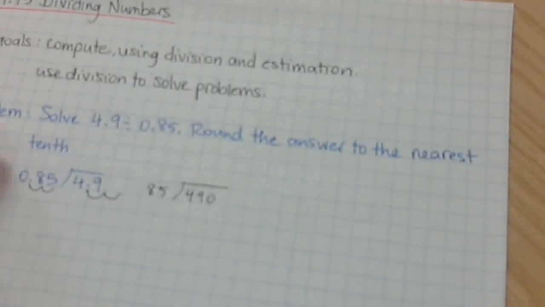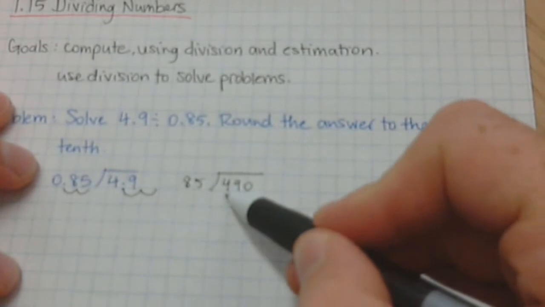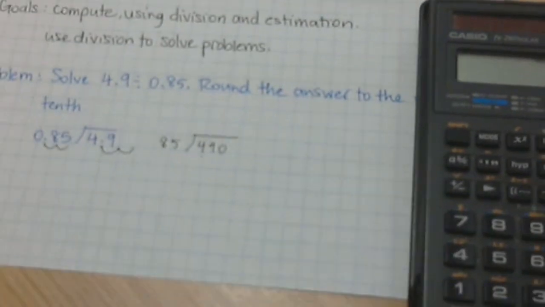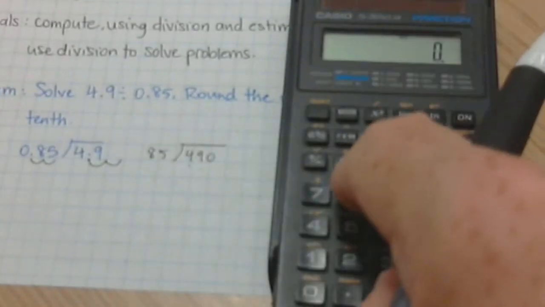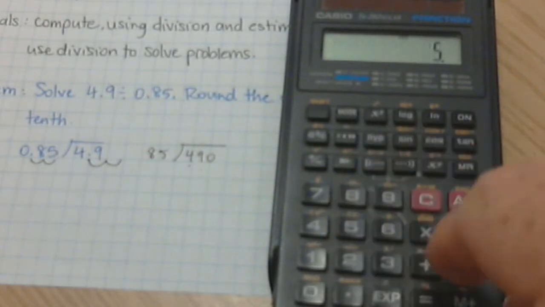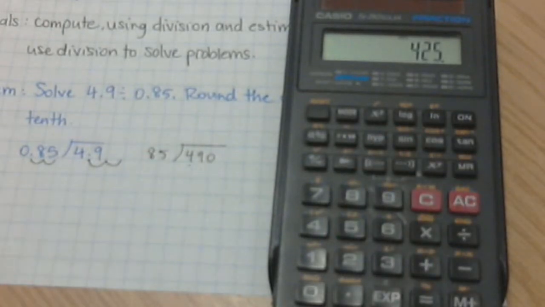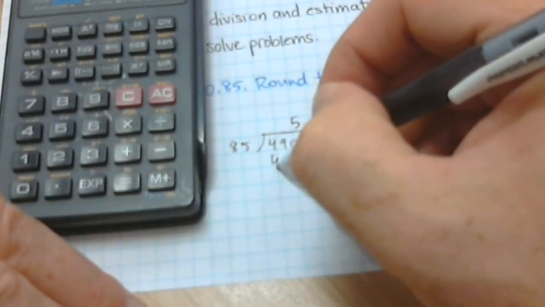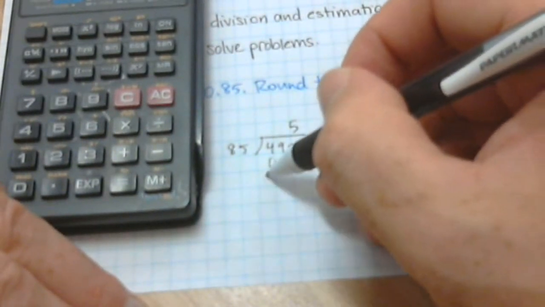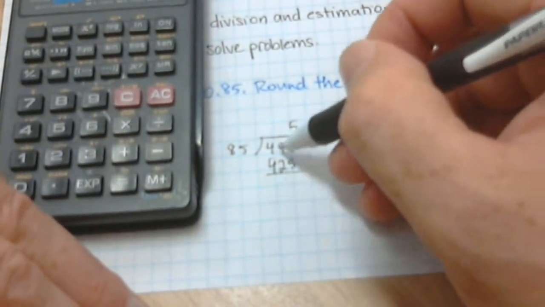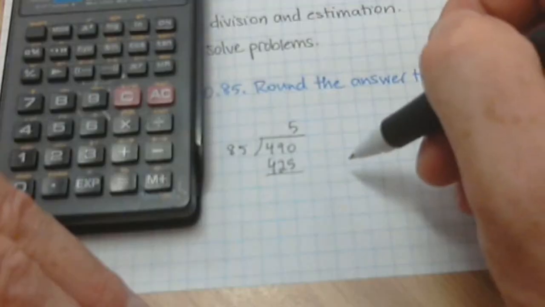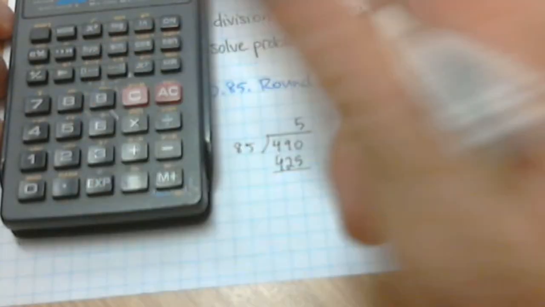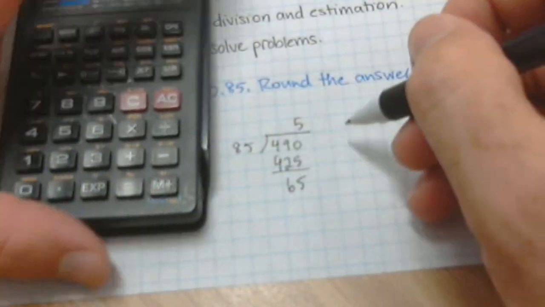Okay, so 85 doesn't go into 4, doesn't go into 49, it will go into 490. So you can use a bit of guess and check. If we use my calculator, 85 times 5 is 425. That's a pretty close number. Let's see if that works. So we say it goes in 5 times, 425. Now, I need to do a subtraction here. If the difference between these two numbers is bigger than 85, then this is not the right number. Okay? So 490 minus 425 is 65, so we're fine.